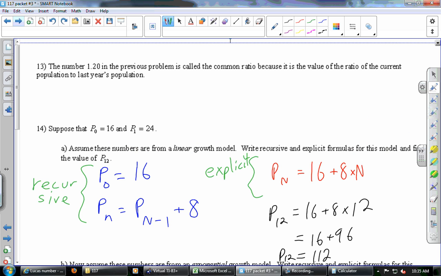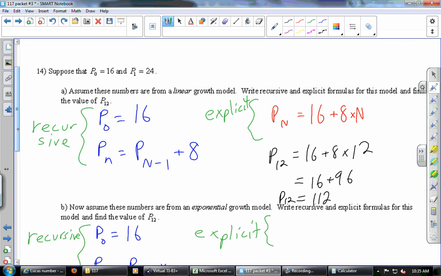So for this example, well, the numbers aren't so nice. All I have is 16 and 24. I need to divide them. What number goes on top? 24. We always divide the second number by the previous number. So to find the common ratio, we take 24 and divide by 16. And it turns out that number is 1.5.